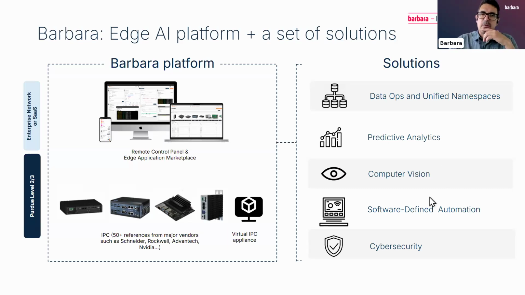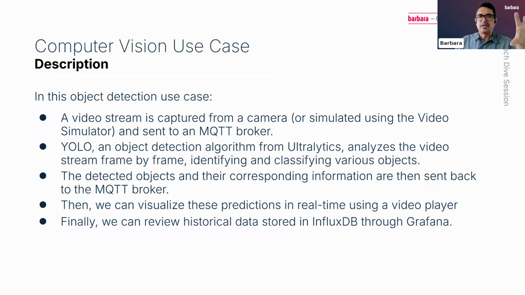So we are going to start with computer vision, and I will tell you a couple of things about this use case. This is a general use case. We are going to capture a video stream from a camera. We have a camera here in our lab, so we can use an application called Video Reader to connect to that camera and get the video stream.